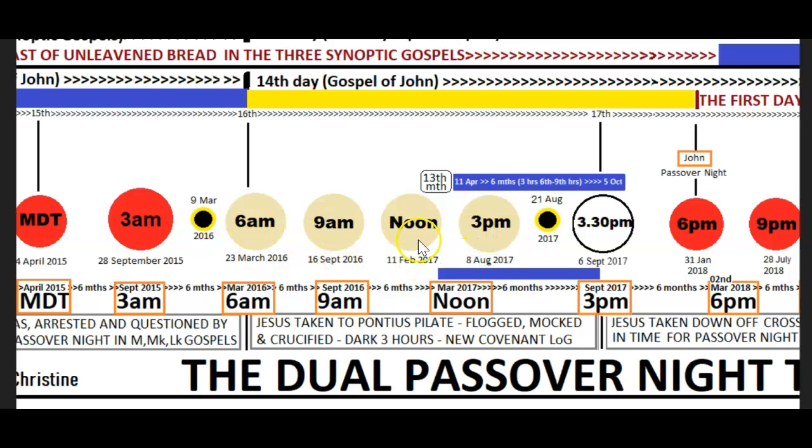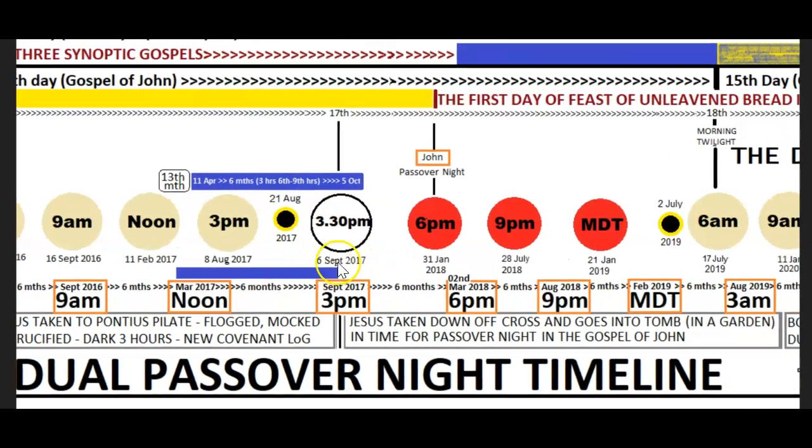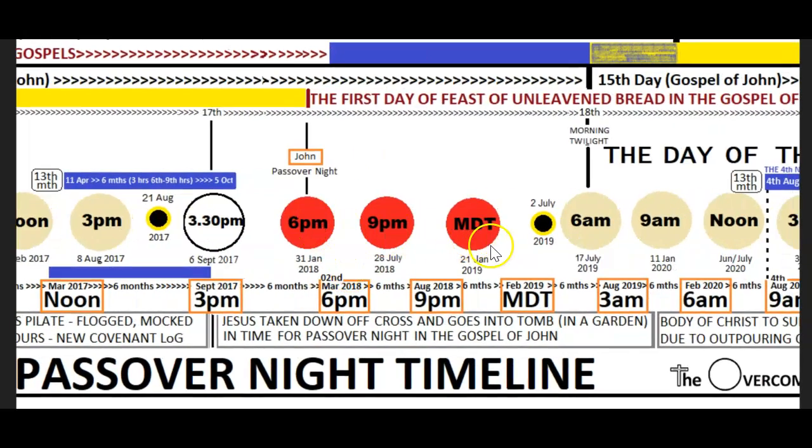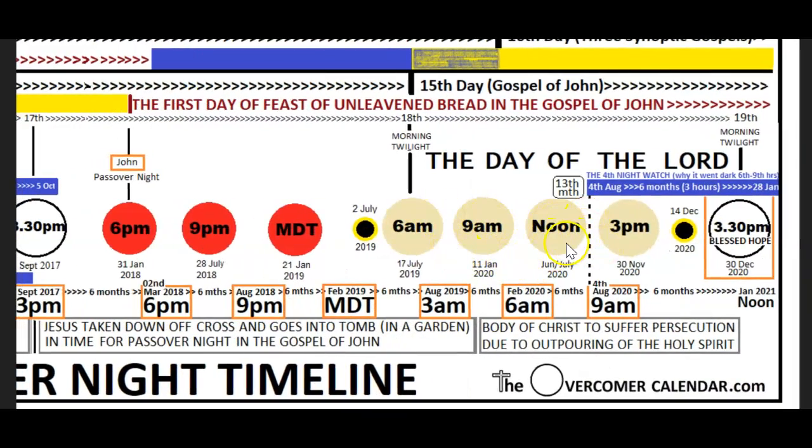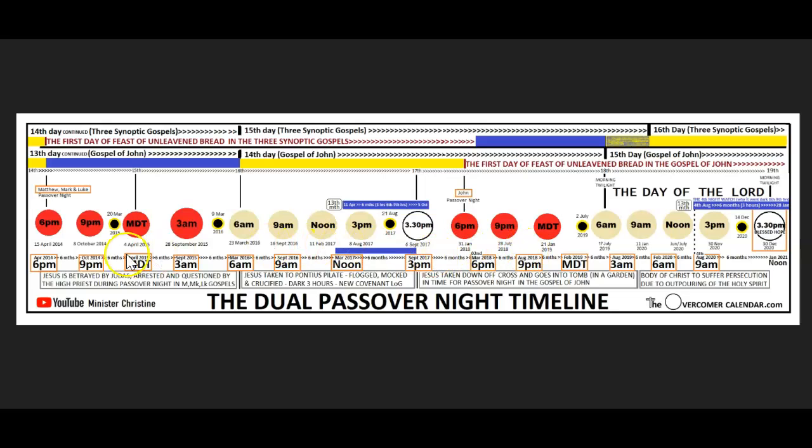So these are what the penumbral and partial lunar eclipses have looked like over the years, and then we had 3 more total lunar eclipses, and then there were 2 here, June and July. So in total there have been 16 lunar eclipses. Therefore we've got 8 here for the first day of the Feast of Unleavened Bread, and another 8 here for the repeated day of the first day of the Feast of Unleavened Bread in the Gospel of John. So 16 lunar eclipses since 2014. Every lunar eclipse has been accounted for.